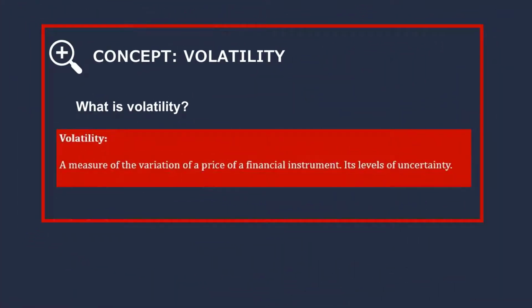You may have come across the concepts of volatility before in other forms of your life, but in this instance, if you haven't, then volatility is simply a measure of the variation of a price or financial instrument, i.e. its uncertainty. So the more volatile something is, the more the price is going to move around. The less volatile, the less it's going to move around. So we need something to measure this.